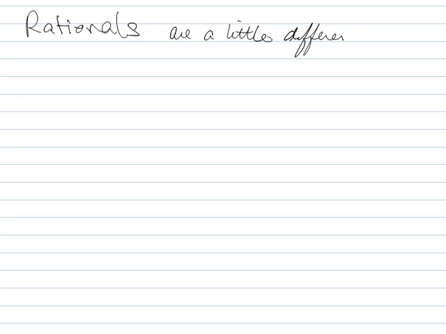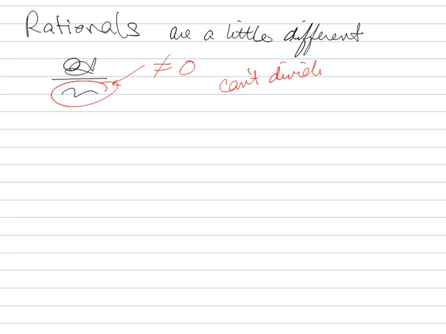Now we're going to look at how to do this with rationals. Remember, rationals are fractions. Rationals are a little different. Do you remember what's special about rationals? You have something over something. What's critical about this thing? What's the thing we always worry about with rationals? What's the deal with the number down here? Whatever's down here can't be 0, right? We can't divide by 0.